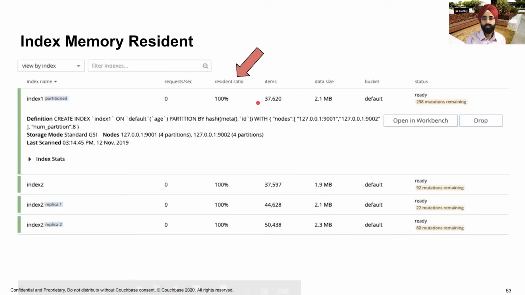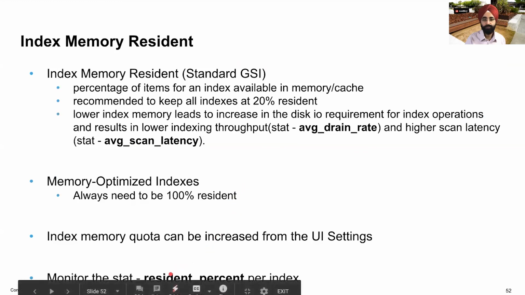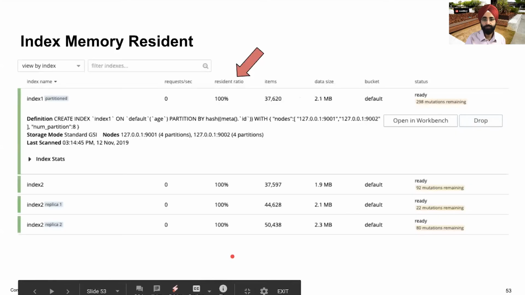In order to check and verify what the resident percent of an index is, for each index on the admin console, in the summary stats, the resident percent is displayed. And also on the stat REST endpoint, there is a stat resident percent per index which can be used.